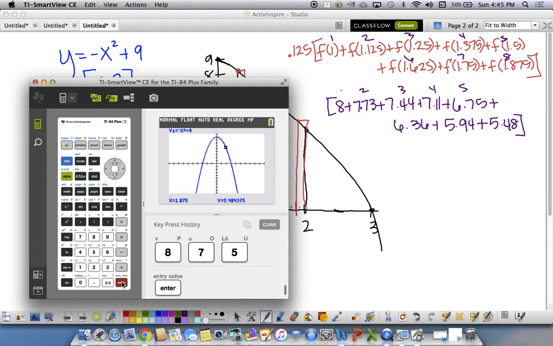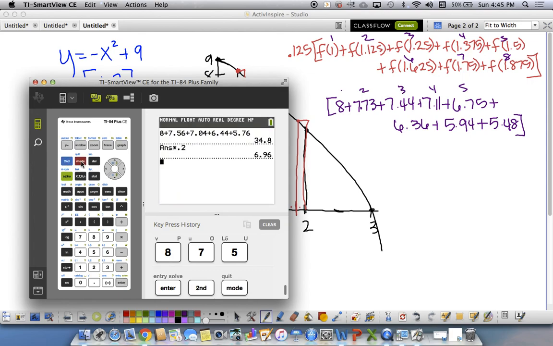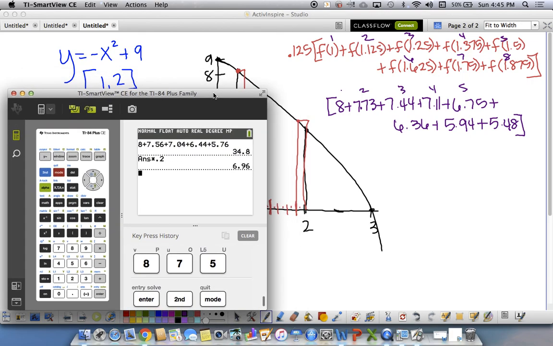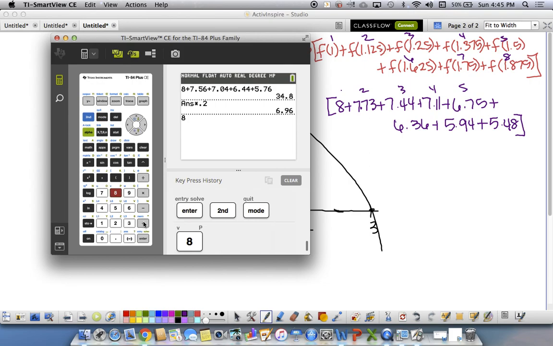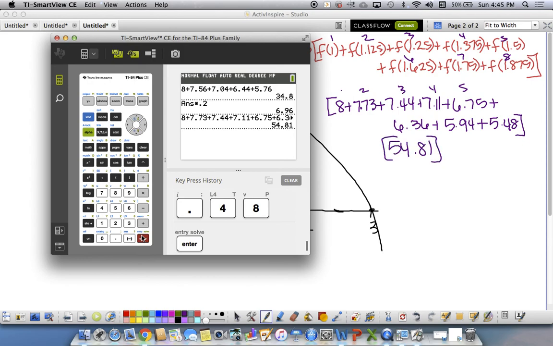Okay? And I know they have to be going down because this graph is going down, so the y value has to be decreasing. So I'm going to start adding. I'm going to get a little closer because it gets blurry on me. 8 plus 7.73 plus 7.44 plus 7.11 plus 6.75 plus 6.36 plus 5.48 plus 5.48. Okay? So we've got this big number, 54.81. That was all of our F of stuff added together.